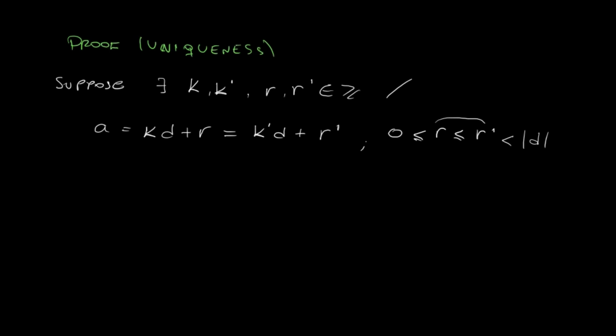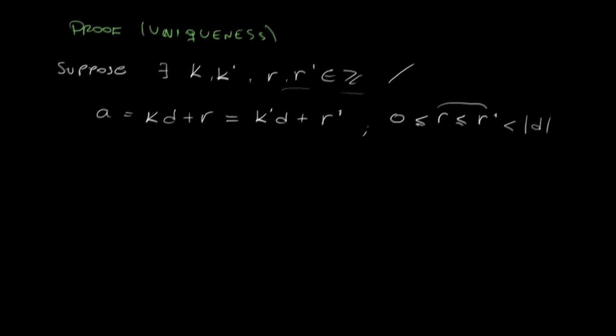Now in this part it's clear that we can do it without any loss of generality, because if it happens the other way around, then r and r prime are just general numbers in the integers, so it will still be valid. From this equal sign, what we have is that k minus k prime times t equals r prime minus r.